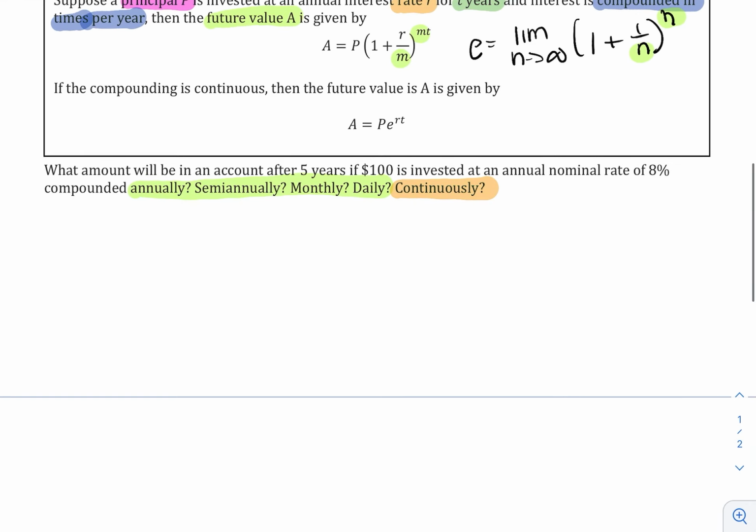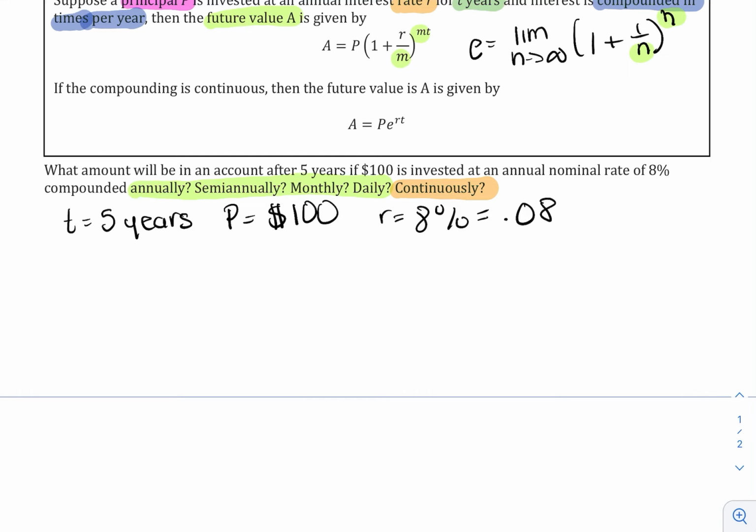So what does annually mean? First, let's write out all of our goodies before I start that. So 5 years is going to represent the T. So T is 5 years. $100 is invested, which is your principal amount, your original amount. And the annual nominal rate, the interest rate, is 8%. Now remember that you can't put a percentage into a formula, so you have to divide it by 100, change it to a decimal, which is 0.08.